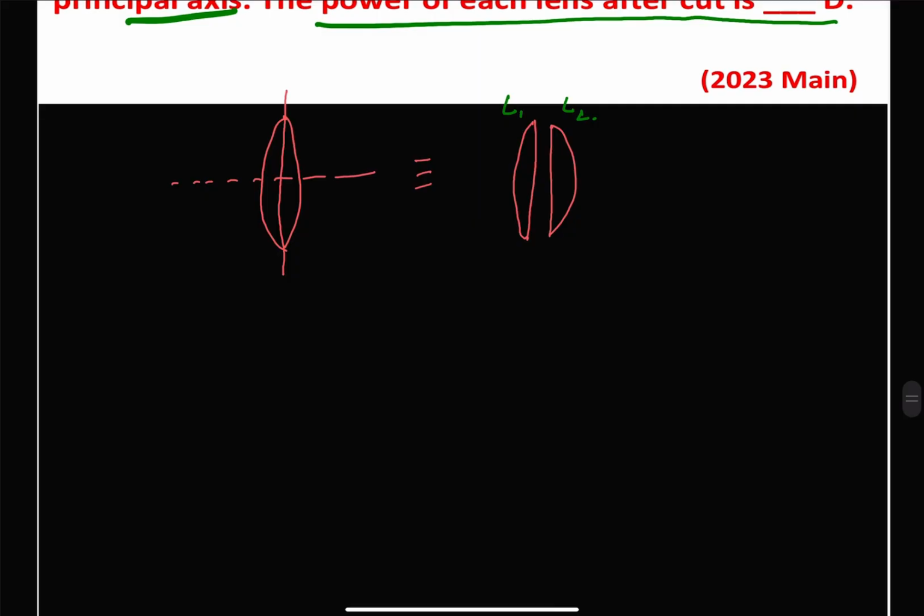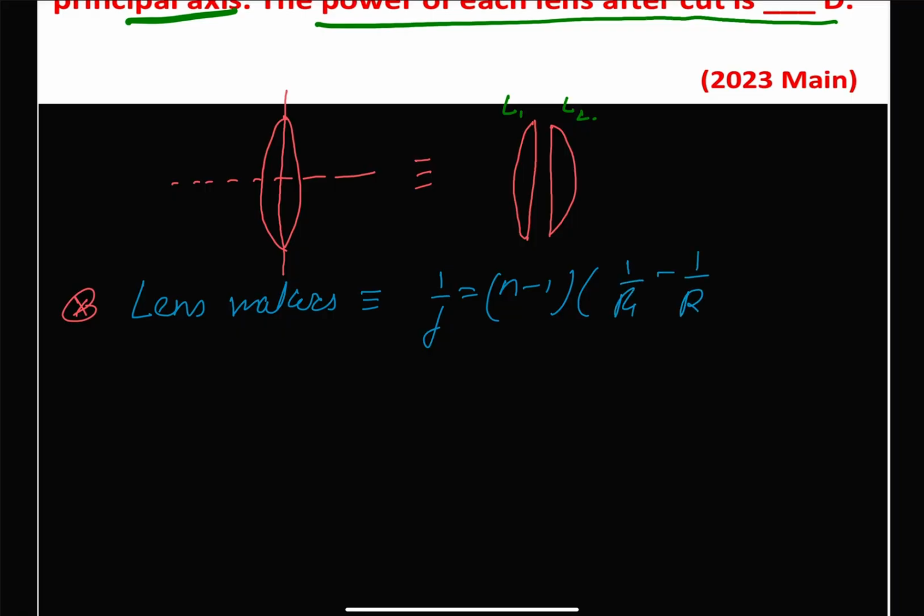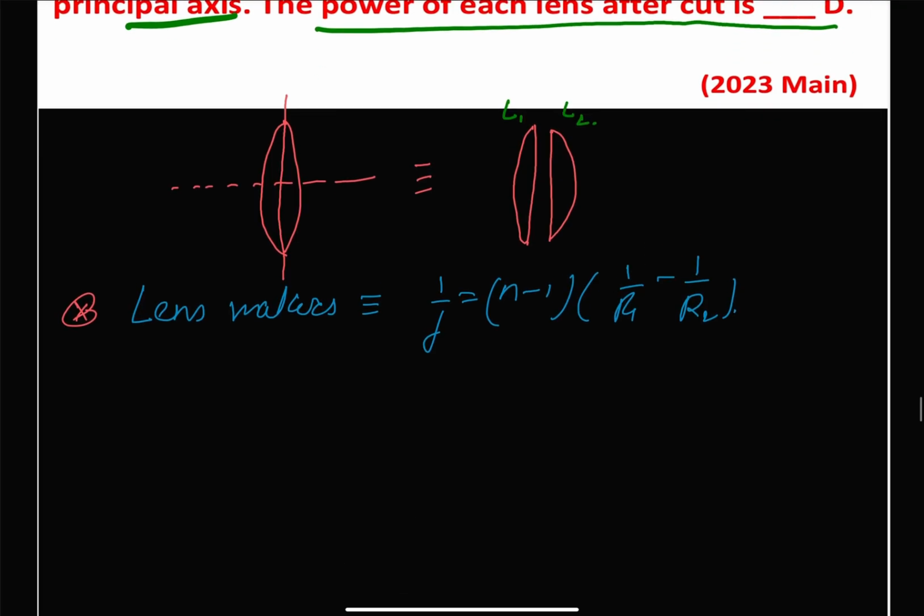So the formula is our lens maker's formula, which gives us 1 upon f is equal to (n minus 1) times (1 upon r1 minus 1 upon r2). And we are going to use this in two parts. First we are going to do it for the original one, let us call this case 1, and this our case 2.